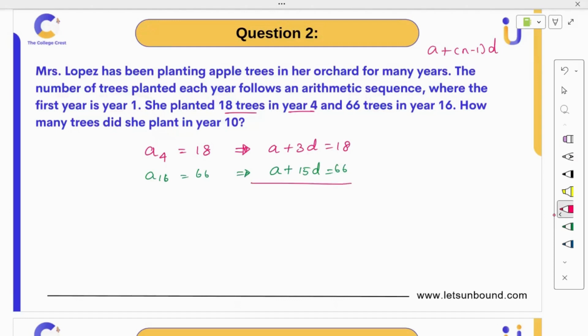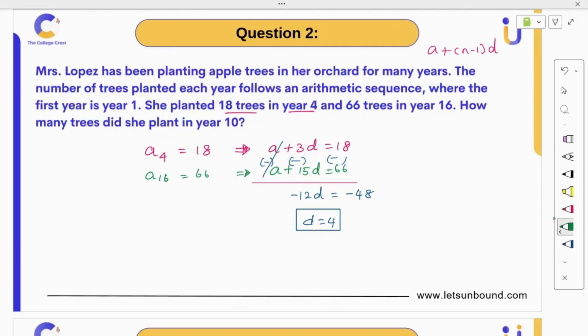I'm going to use elimination here. Let me eliminate this a by subtracting throughout. So this will cancel. 3 minus 15 is minus 12d. 18 minus 66 is minus 48. And d is 4. So every year 4 is getting added.